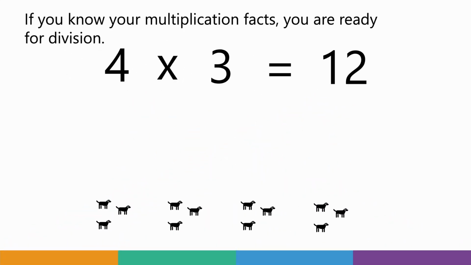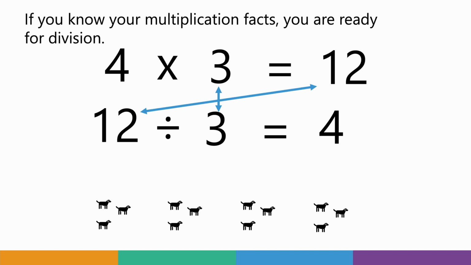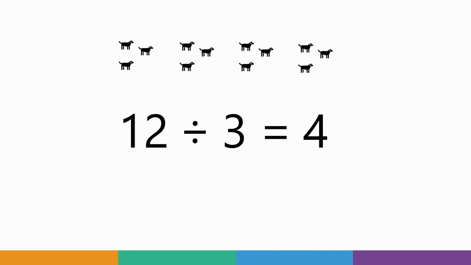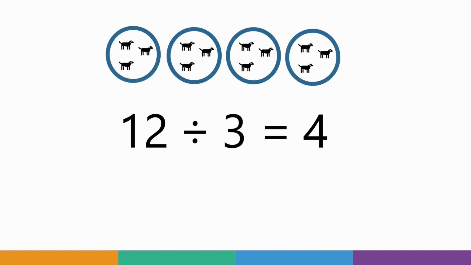If you know your multiplication facts, you are ready for division. 4 times 3 equals 12. 12 divided by 3 equals 4. We have 12 dogs. 3 into 12 equals 4 times. We have 12 dogs, and we're breaking it into 3 groups, equals 4 sets. 12 divided by 3 equals 4.